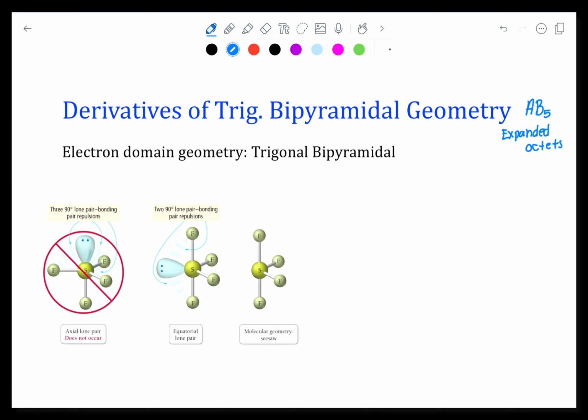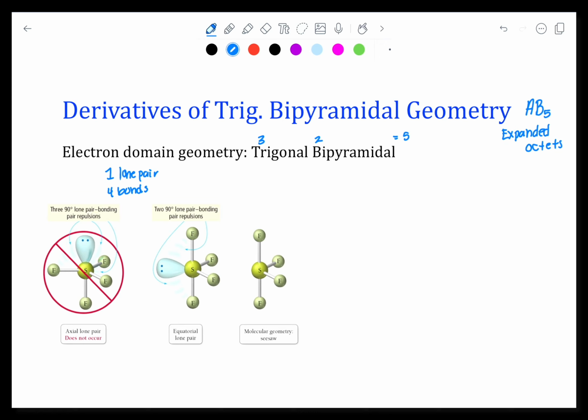Okay, so our electron domain geometry for these with 5 electron domains is still trigonal bipyramidal. Remember, tri for 3, bi for 2 equals 5. So let's add 1 lone pair and 4 bonds. Instead of having 5 bonds, we're going to replace one of those with a lone pair and have 4 bonds left.